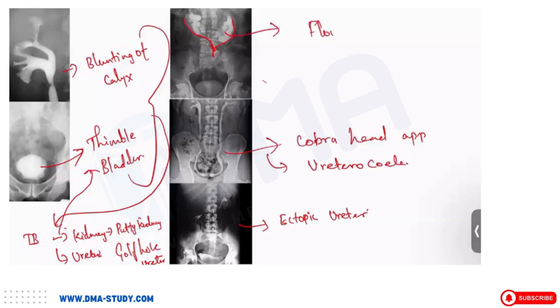What is that flower vase appearance? Does it ring a bell? Horseshoe kidney, flower vase appearance. What is the most common fusion? Where do you see the most common fusion? Inferior.